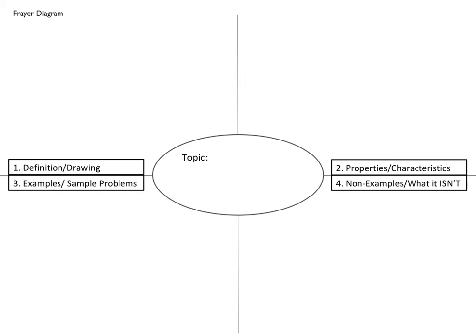One option is a Frayer diagram. A Frayer diagram, you have your topic in the center, and then you complete 4 individual quadrants. So you have your definition or drawing, you have your properties and characteristics, you have maybe some examples, maybe there's sample calculations using that idea, and then some non-examples as well. Here's an idea of what it would look like to give you a better understanding.